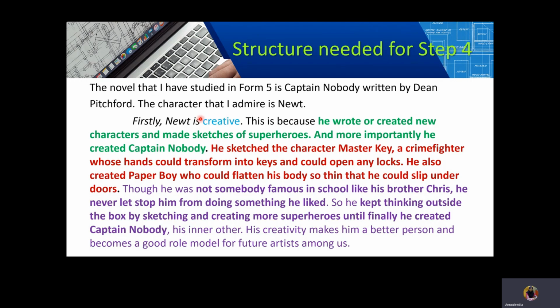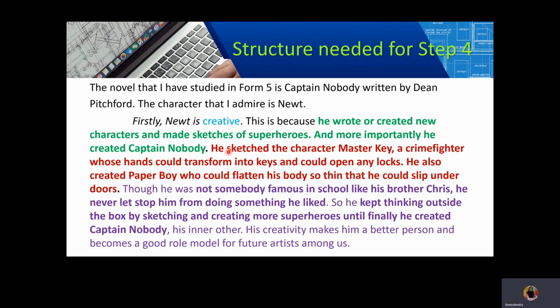Now, the one in blue you have answered by giving the creative characteristic trait, which is that Newt is creative. Now, the green ones you've answered the event to show why he was creative. So this is because he wrote and created new characters and made sketches of superheroes. And more importantly, he created Captain Nobody.